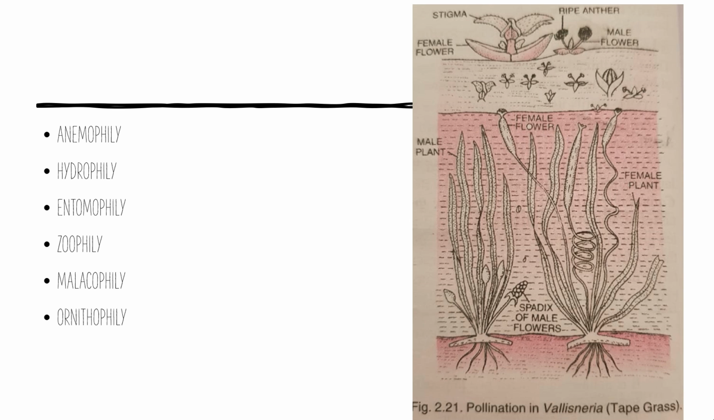Next is zoophily. Zoophily means pollination which is carried out with the help of animals. Animals such as some primates, lemurs, arboreal rodents, reptiles, etc. help in this type of pollination. Next is malacophily, which is done with the help of snails, and ornithophily, which is done with the help of birds. We will study about this in later classes.